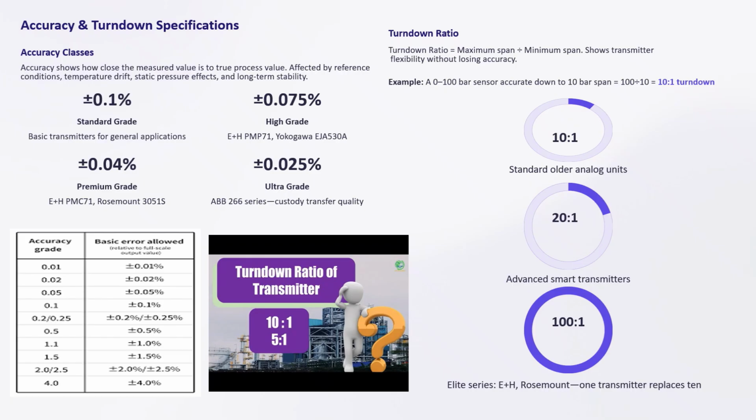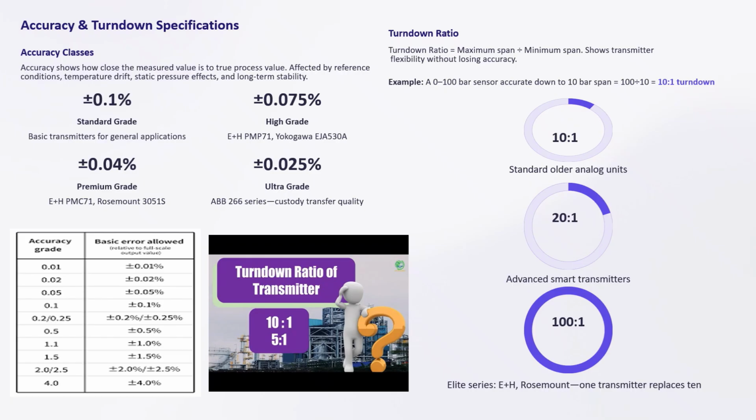Turndown ratio. Turndown ratio shows how flexible your transmitter is. It's the maximum calibrated span divided by the minimum calibrated span. For example, if the sensor range is 0 to 100 bar and accuracy is guaranteed down to 10 bar span, the turndown is 10 to 1. Standard transmitters offer about 10 to 1. Smart transmitters go to 20 to 1. High-end models like E+H and Rosemount can reach 100 to 1.